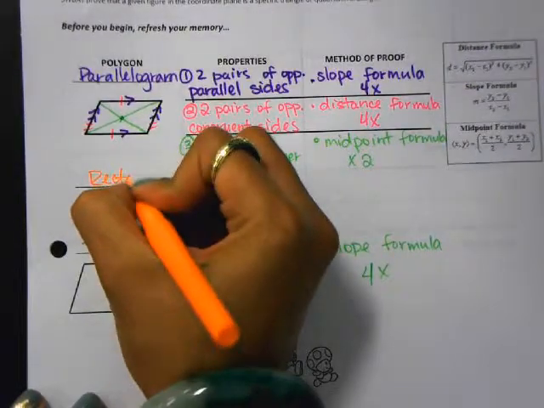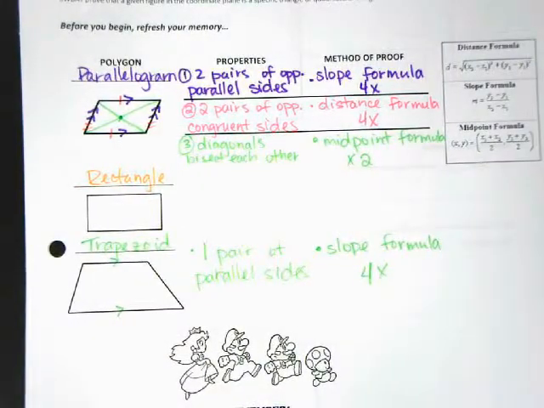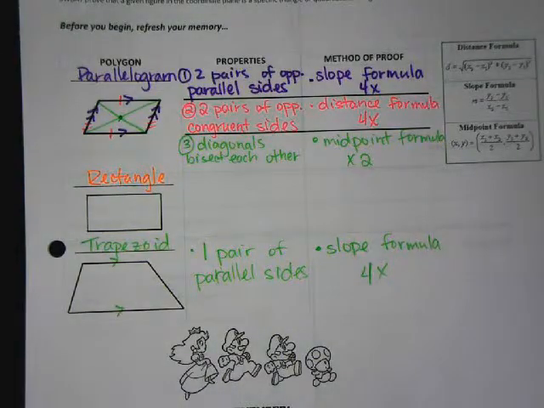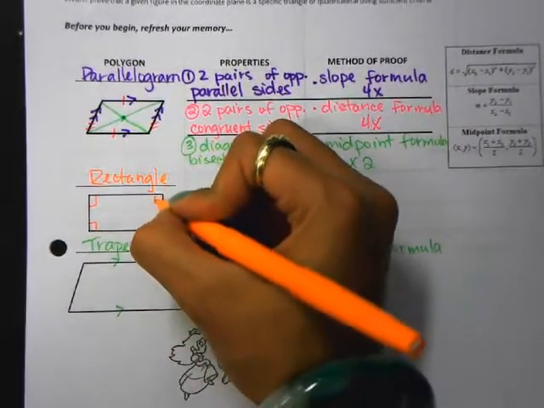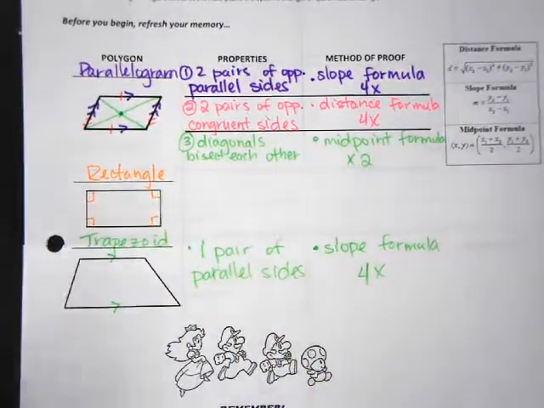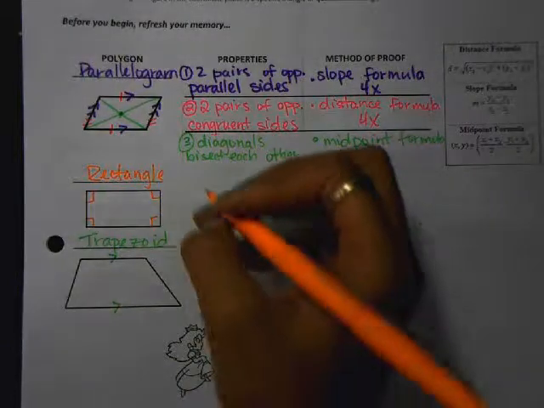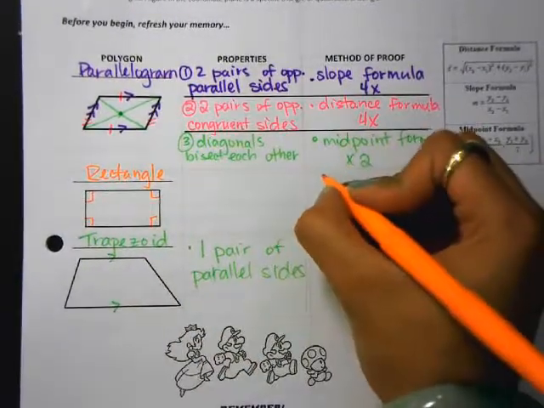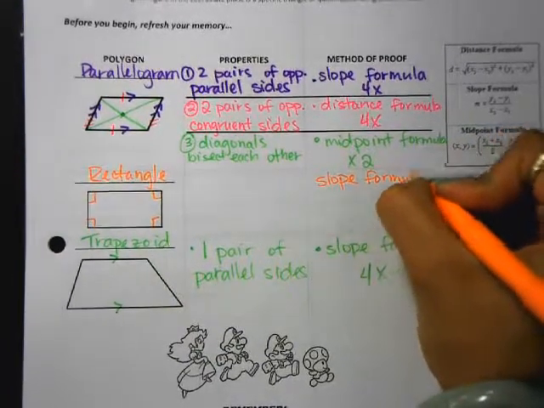Okay? Now, a rectangle is a parallelogram, but it's a parallelogram that's standing straight up. And the reason it's standing straight up is because it has 4 right angles. Okay? So, we're going to have to use 2 formulas for the rectangle. The first one is, we're going to use the slope formula. And I'm going to write down we're going to use the slope formula. We're going to do it 4 times, but I'm going to explain to you why we're going to be using it. We're going to do the slope formula 4 times.